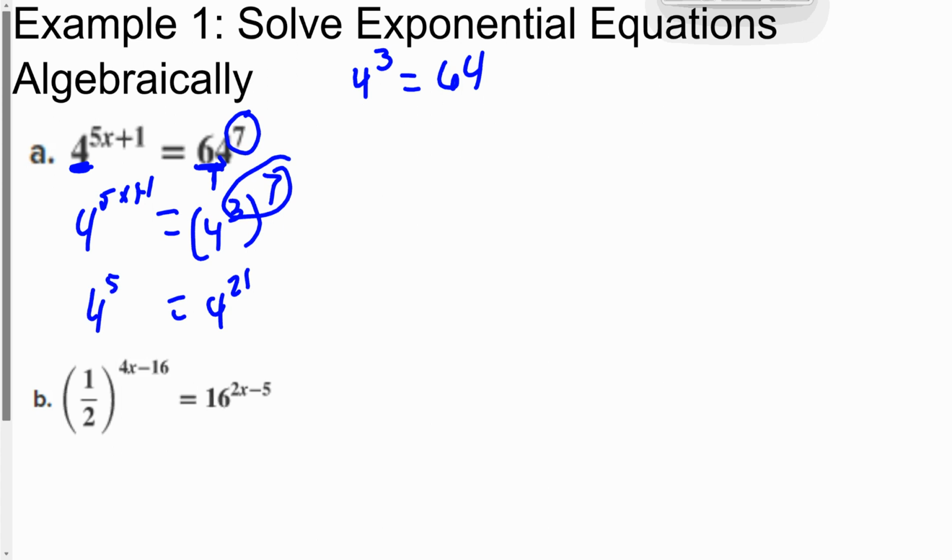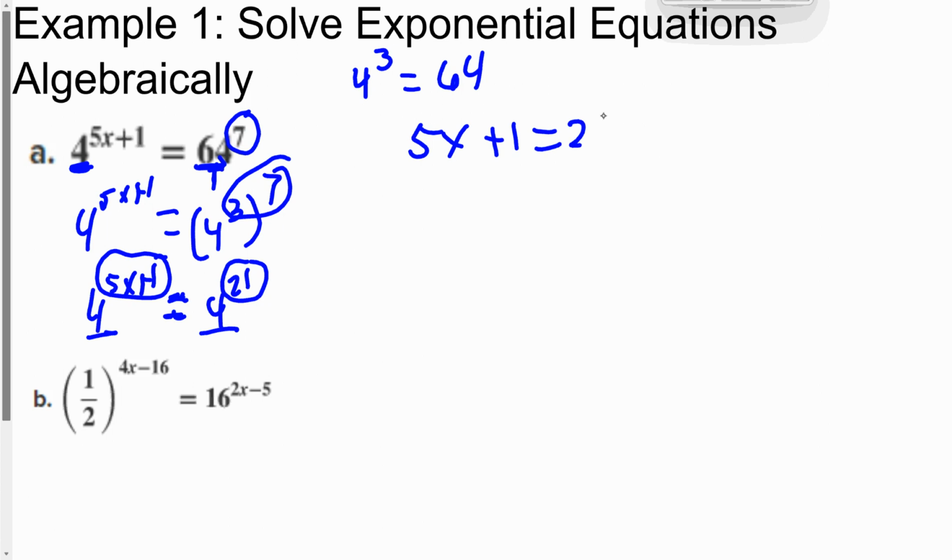Okay, and now since the bases are the same and the expressions are equal, that means our exponents have to be equal. So I can set them equal to each other and then solve this linear equation, right? Subtract 1, divide by 5, excuse me, and I get the answer of 4.